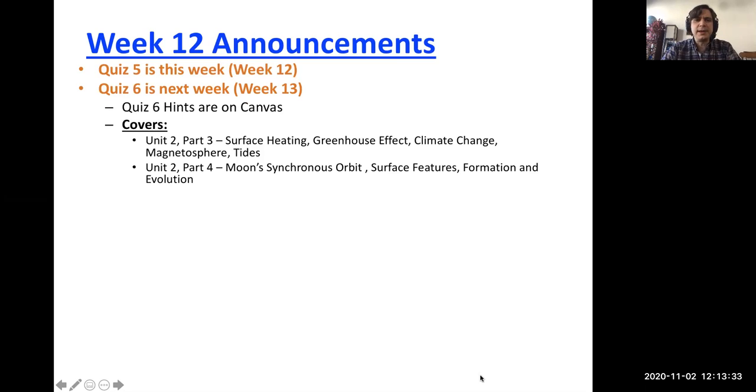And then we will be covering on quiz 6, Unit 2, Part 4 about the moon. So we have the moon's synchronous orbit, we have its surface features, and we have its formation and evolution. That's all of Unit 2, Part 4. So it is a pretty big quiz to get us situated, and that will lead us into the upcoming exam 3. Your exam 2 grades have been posted.